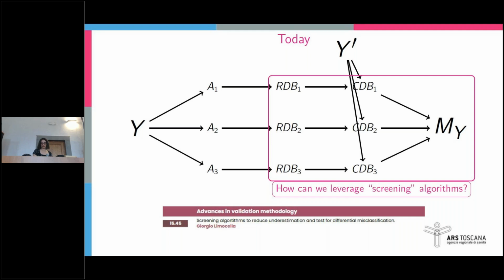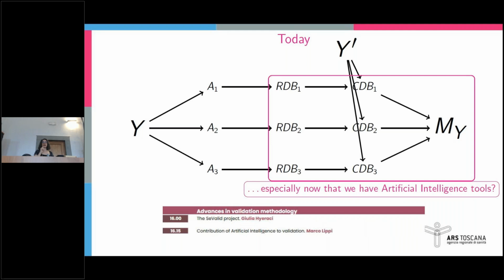The methodology that he published in his thesis. And then Giulia and Marco will illustrate the CEVALID project together with Armir and others in this room, conducted as a pilot to understand how to use Giorgio's methodology in a more systematic manner. And Giulia will explain in general the project. How is it that we try to create screening algorithms? Which examples are we doing in this pilot?